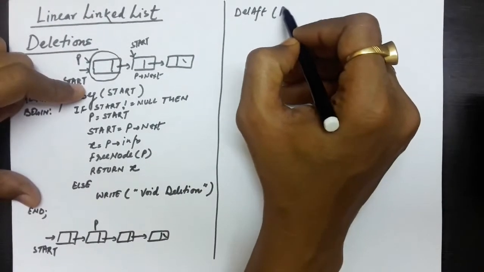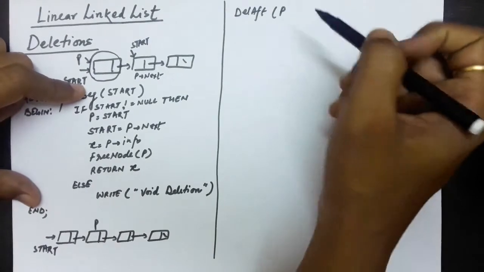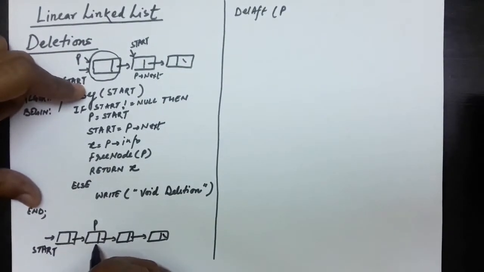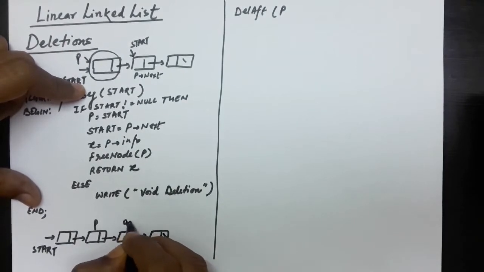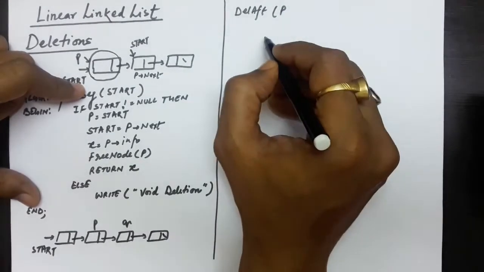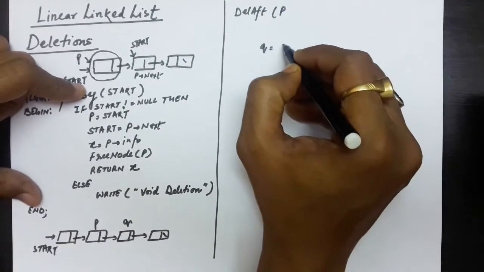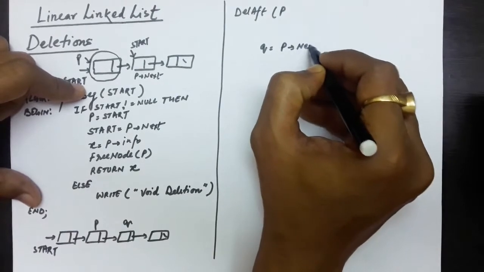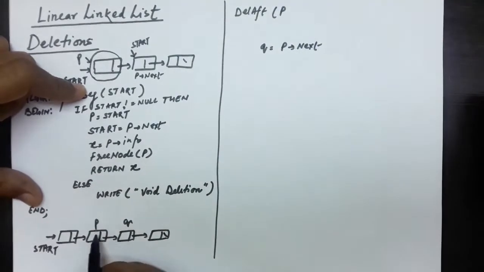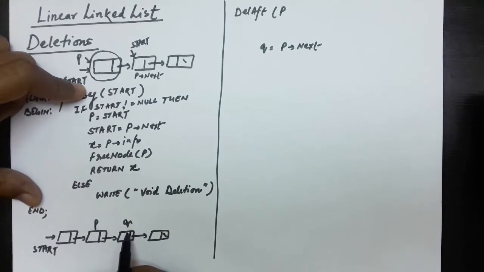So if we have to remove a node after the node P. So now if I have to remove the node after this node, after this P node, then let us consider that this node has an address Q. So how can that be done? Q equals P dot next. The next field of the P node is containing the address of the next node. So I have stored that address in Q.